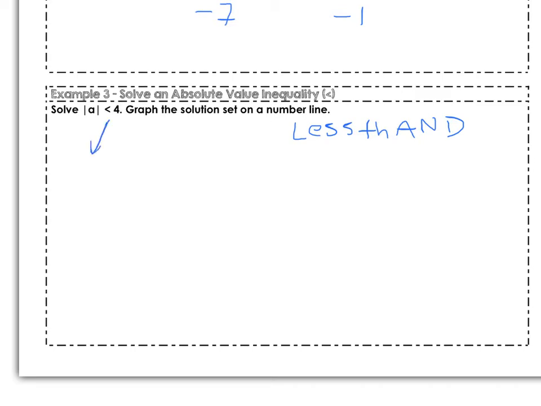I like to separate this into the fact that A is less than 4 because I can plug in values that are less than 4 and I'm still going to get an absolute value that is less than 4. Example, I can plug in 3. The absolute value of 3 is less than 4.